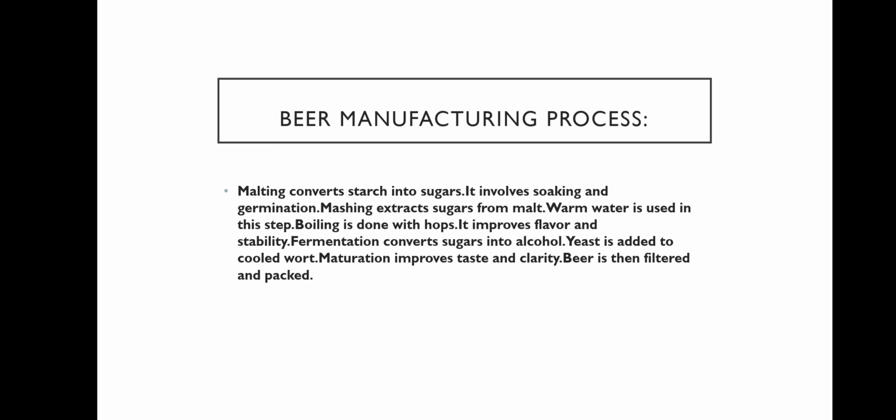Beer manufacturing process. Malting converts starch into sugar. It involves soaking and germination. Mashing extracts sugar from malt. Warm water is used. Boiling is done with hops. It improves flavor and stability. Fermentation converts sugar into alcohol. Yeast is added to the cooled wort. Maturation improves taste and clarity. Beer is then filtered and packed.